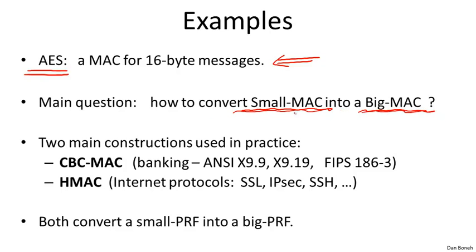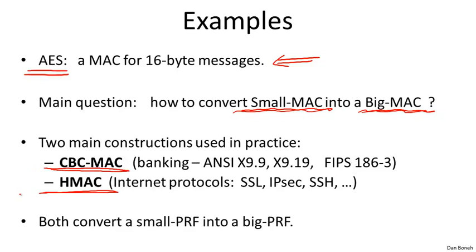Sometimes I call this the McDonald's problem. Basically, given a small MAC, can we build a big MAC out of it? In other words, given a MAC for small messages, can we build a MAC for large messages? So we're going to look at two constructions for doing so. The first example is called a CBC MAC that again takes a PRF for small messages as input and produces a PRF for very large messages as output.